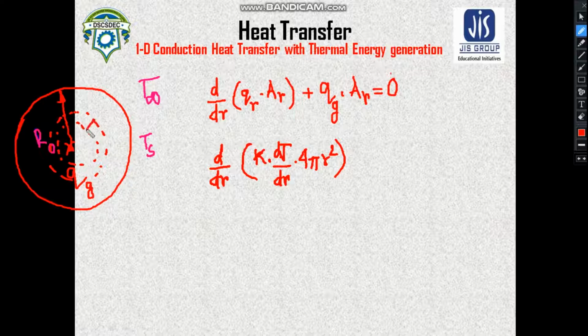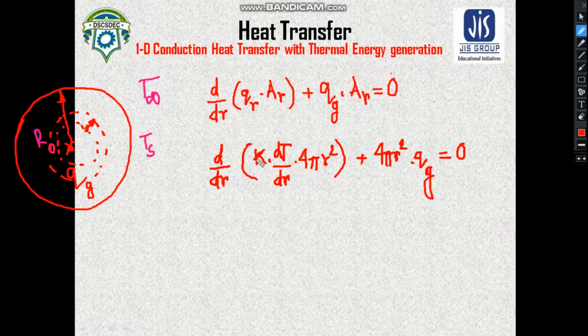That means this is our dr thickness, and it is at the radius of r. Okay, so now, and again it would be 4 pi r square into qg, that is equal to 0. Okay, so this is our simple equation.